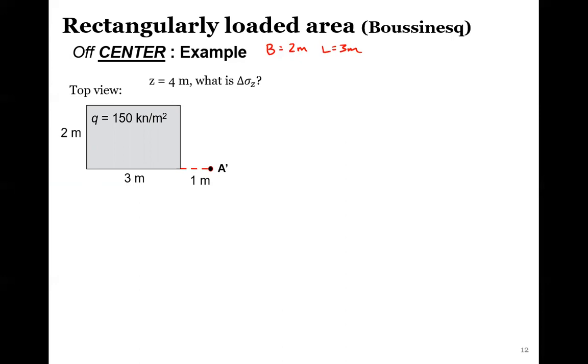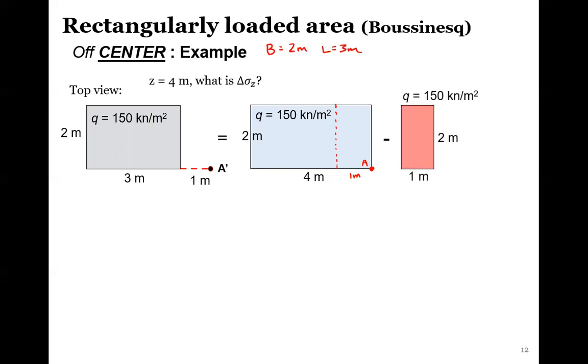Okay, so we have Z at 4 meters, so that's going into the screen. What is the delta sigma Z at this point? What we are going to model this as is this larger area, because this is our pseudo area here. This is the point we care about. This is point A. So we add this 1 meter of a false area, and then we subtract out that false area, that 1 meter, right? And our point A is right here still.